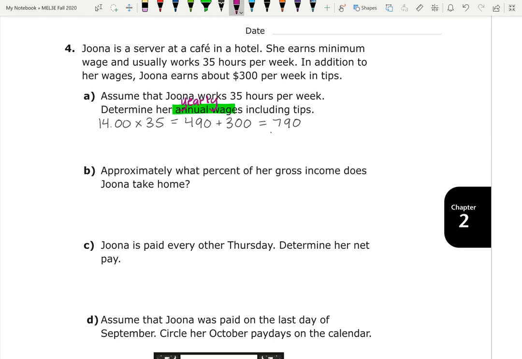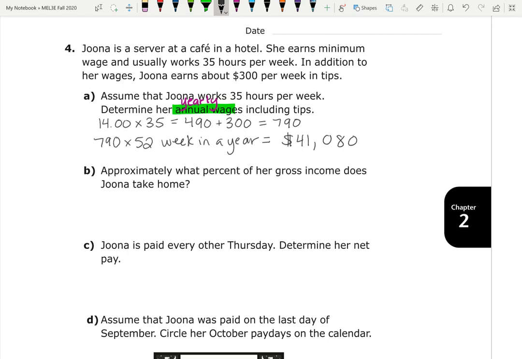So if we know that she is paid $790 in a week, and I know that there's 52 weeks in a year, I'm going to take my 790 and I'm going to multiply by 52 weeks in a year to determine how much she is paid in a year, which is $41,080.